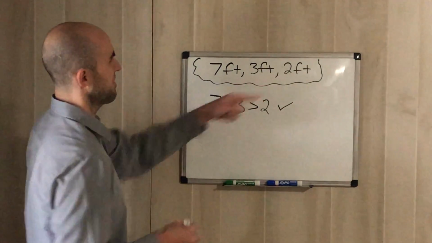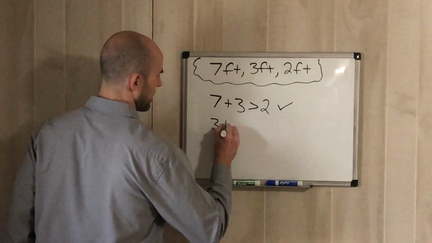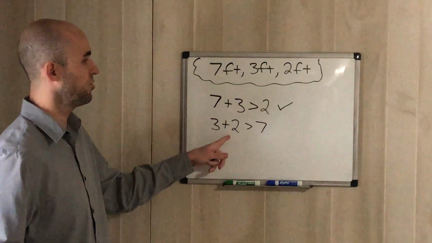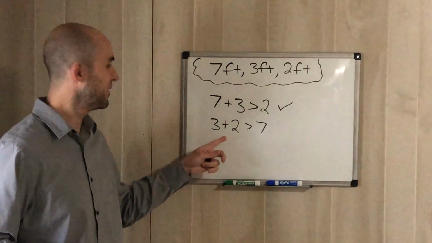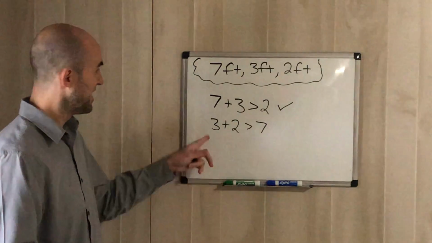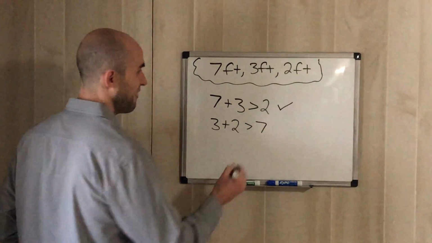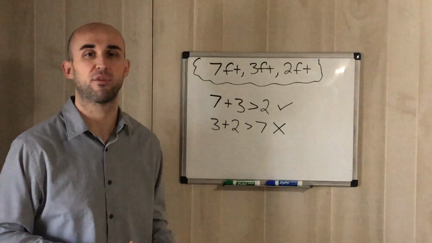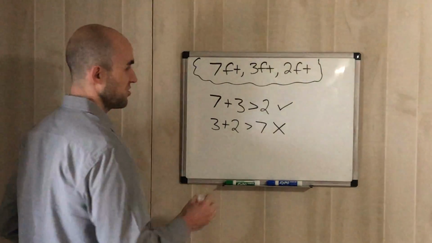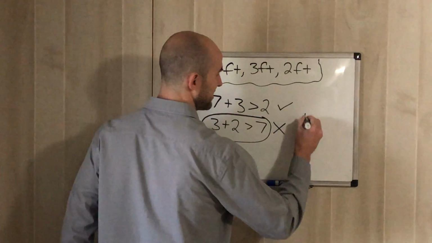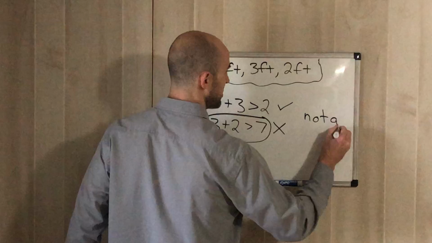Next one, 3 plus 2 has to be greater than 7. So when we look at it, 3 plus 2 is 5. Now here's our problem. 5 is not greater than 7. 5 is actually less than 7. Since 5 is not greater than 7, we know that this statement is false. The fact that that statement is false, we don't even have to do anything else. Because automatically, the second that one of them is wrong, we know that it's not a triangle. It won't be able to make a triangle.